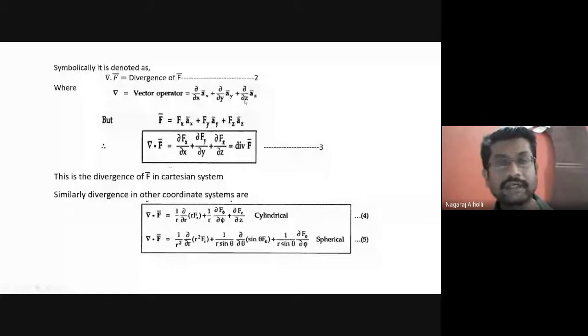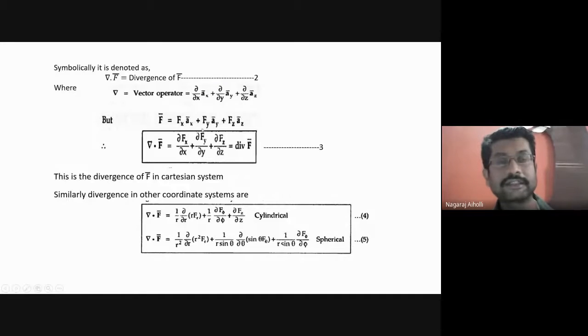What is ax bar? Unit vector in x direction, ay bar unit vector in y direction, and az bar unit vector in the z direction. This is the vector operator del, given by this formula. Please remember this formula. Now if I consider some vector, say f bar, I can write that f bar as fx ax bar plus fy ay bar plus fz az bar, is it not?